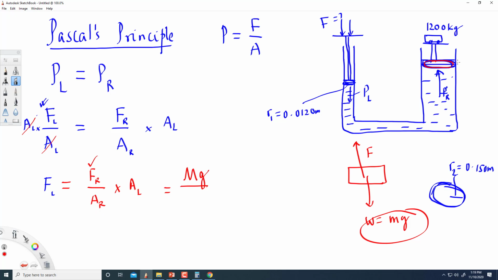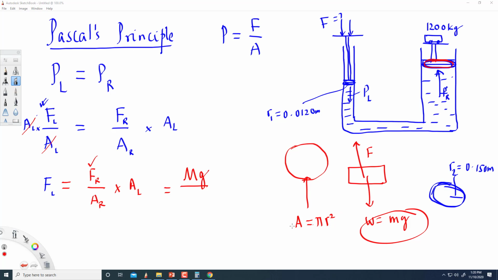What is the area of this circular piston? We are given the radius. You have a circle. What is the area of this circle? You might have done this in some math. Do you remember the area of a circle? It's pi r squared. That's the area.